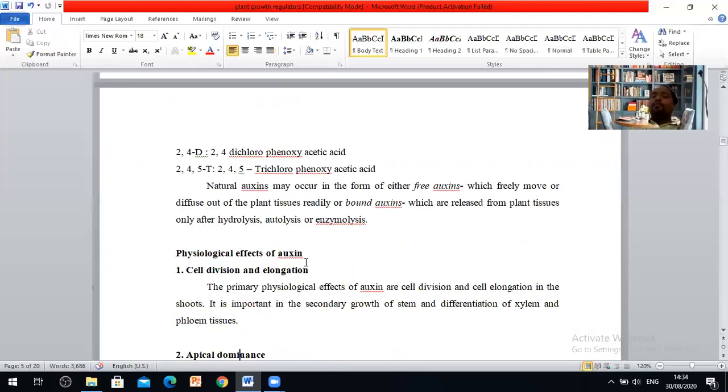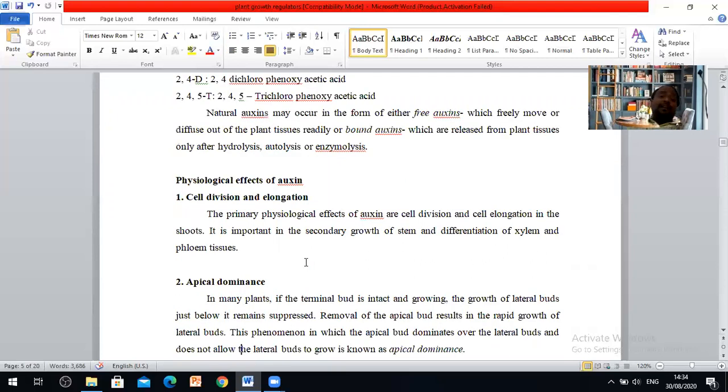Okay, now let us see the physiological actions of the auxins. We know that the main and important function of auxin is elongation. But before that, let us see the mode of action of the auxin.